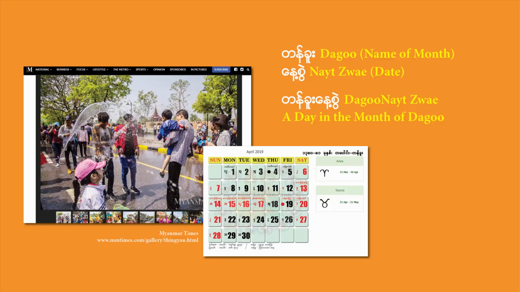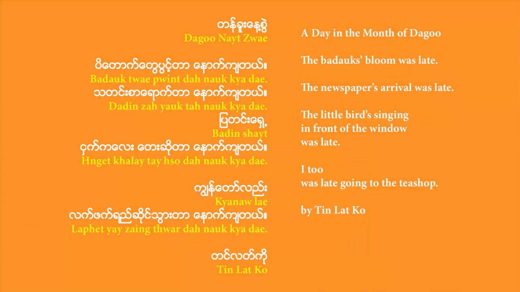Now let's see what type of day this is. Let me read it without dissecting it first. Badauk Pwenda Naukjade. The Badauk flower's bloom was late. Varenza Yaukta Naukjade. The newspaper's arrival was late. Berenshe Ngakale Te Sura Naukjade. In front of the window, the little bird singing was late. Chanole Lepe Zainthwara Naukjade. And I too was late going to the tea shop.